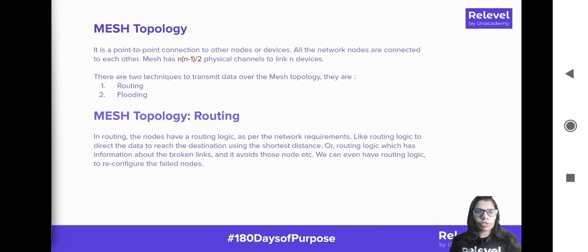In routing, the nodes have a routing logic as per the network requirements, like routing logic to direct the data to reach the destination using the shortest distance, or routing logic which has information about the broken links so it can avoid those nodes. We can even have routing logic to reconfigure the failed nodes.